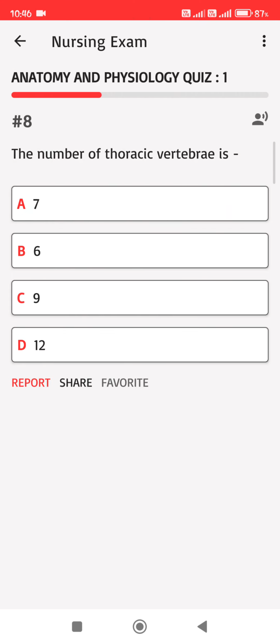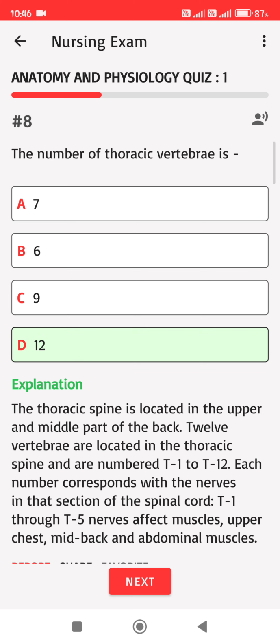The number of thoracic vertebrae is A. 7, B. 6, C. 9, D. 12. Correct answer: D. The thoracic spine is located in the upper and middle part of the back. 12 vertebrae are located in the thoracic spine and are numbered T1 to T12. Each number corresponds with the nerves in that section of the spinal cord. T1 through T5 nerves affect muscles, upper chest, mid-back and abdominal muscles.